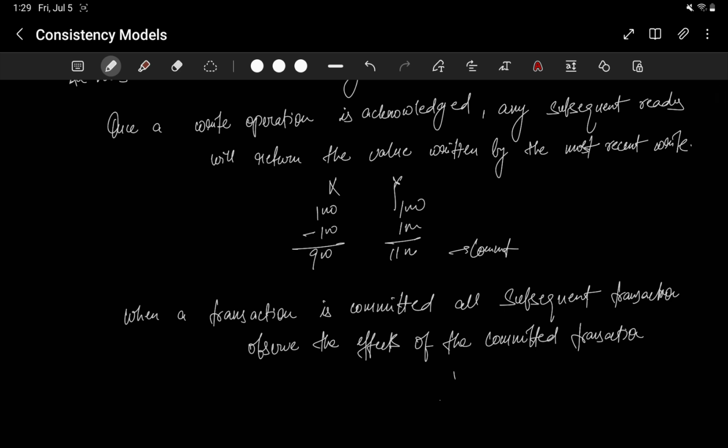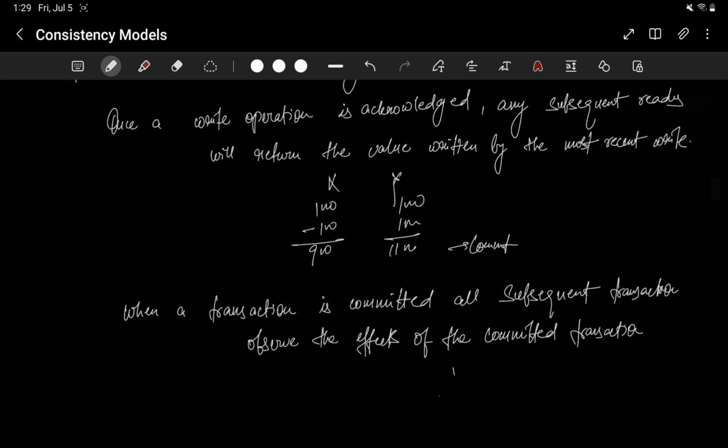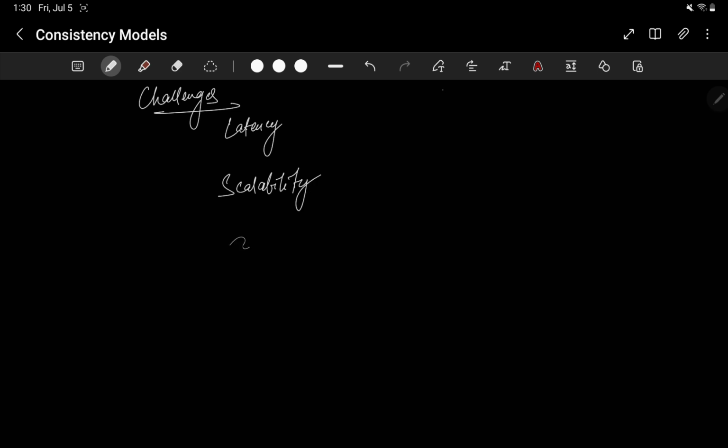So if we need these many facilities, then they will come with their own challenges. So what are the challenges with strong consistency? One is latency. Second is scalability. And third is availability. What do these mean? Achieving strong consistency requires synchronization and coordination.